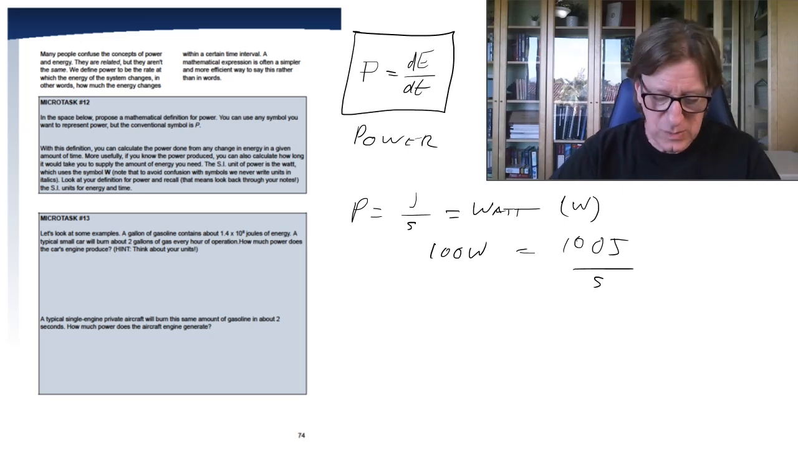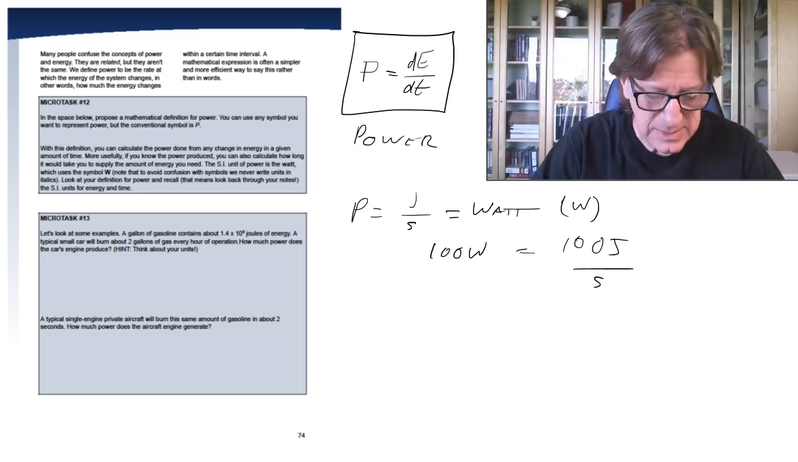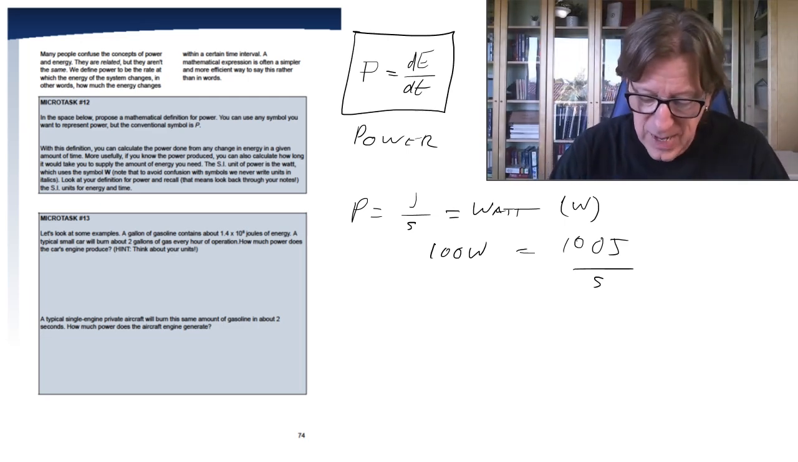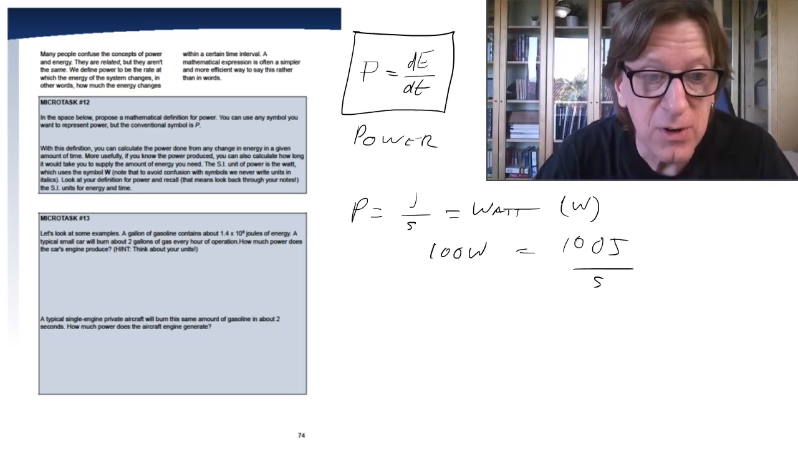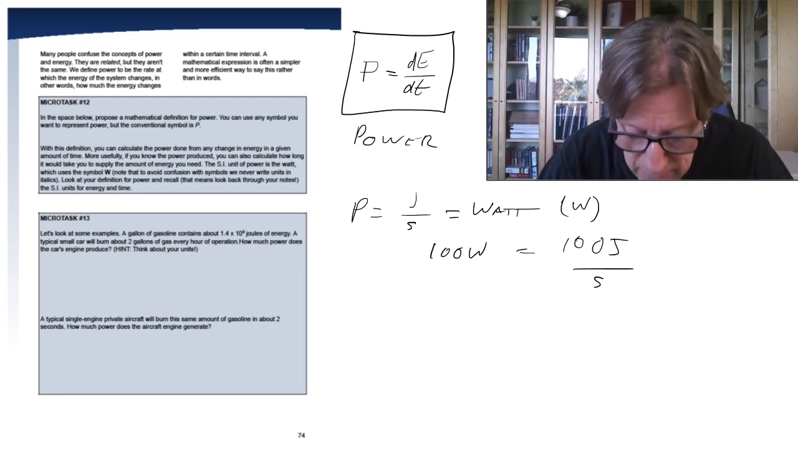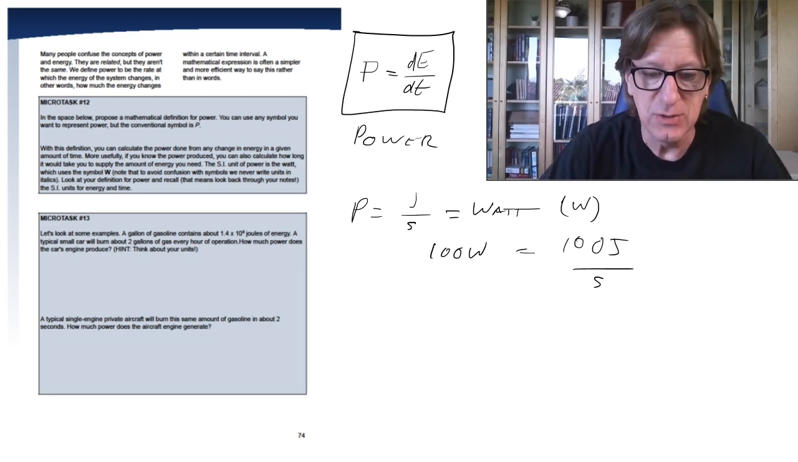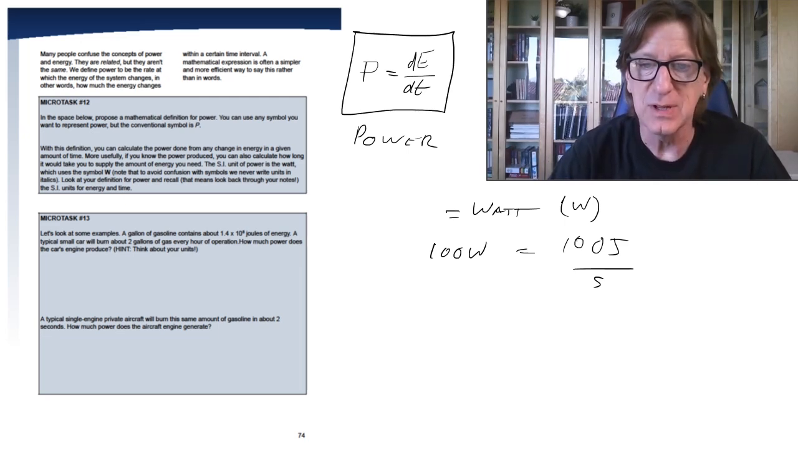So we can use this to actually do some calculations. Take a look at Microtask 13, and it says we've got a gallon of gasoline has about... it's a little hard to read on there, so I'm going to read it here. It's 1.4 times 10 to the 8th joules of energy. So let me get rid of this so that we've got some room.